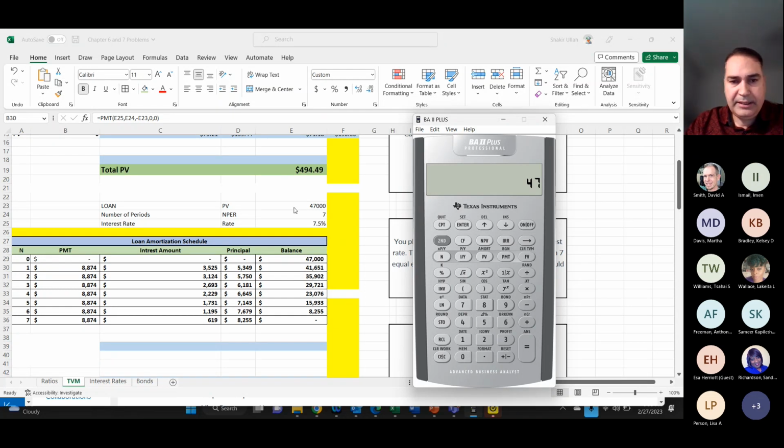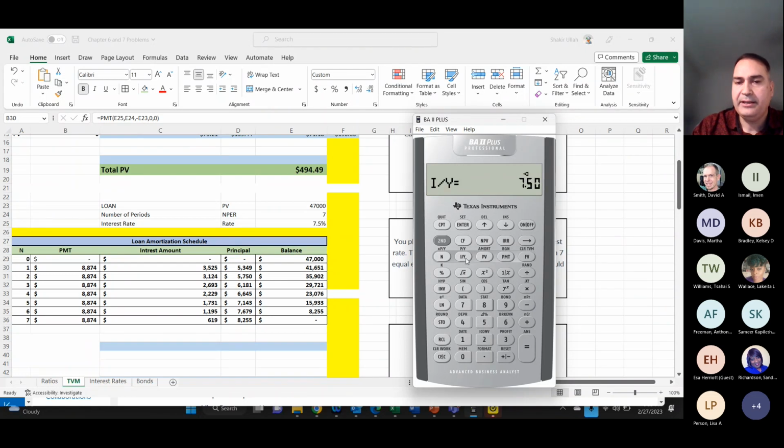Okay, so I'm going to give it the 47,000 as the present value. So that is a present value, and then 7 is the number of years, so that is n. And 7.5 is the interest rate.